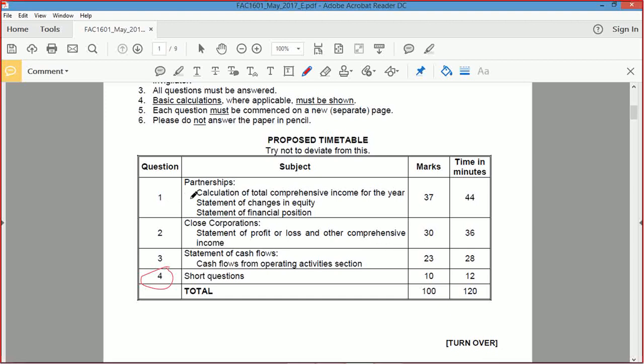Question 1 is also disclosure. So with disclosure questions, yes, they can get quite long, but they're normally quite specific because they focus on a specific area like partnerships, or close corporations. So I'm going to start with question 1 because it's the longer question. You can start wherever you want to, but we need to focus on what they're giving us, which is the disclosure. So calculating the profit, calculating the statement of changes in equity, and the statement of financial position. So that's 37 marks. It's 44 minutes.